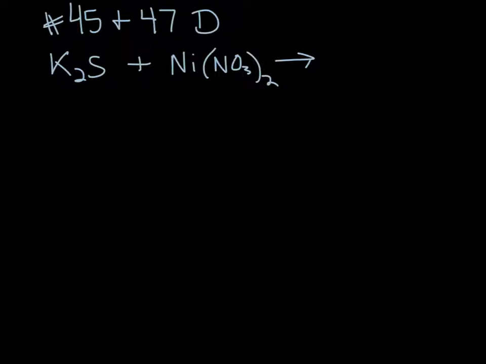Okay, I'm going to walk you through 45 and 47D. So the first thing you'd want to do is write out the ions. So we've got potassium with a 1 plus, sulfur with a 2 minus, and both of these are in their aqueous form, just like these were both in aqueous.